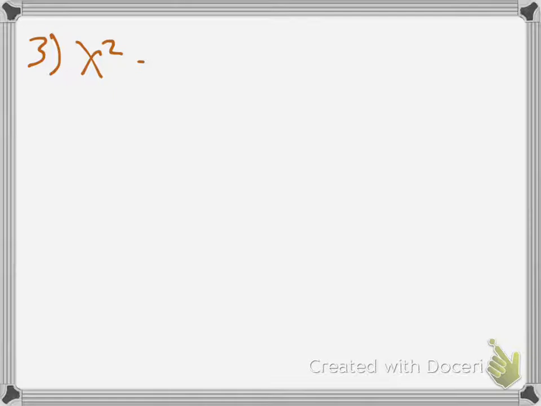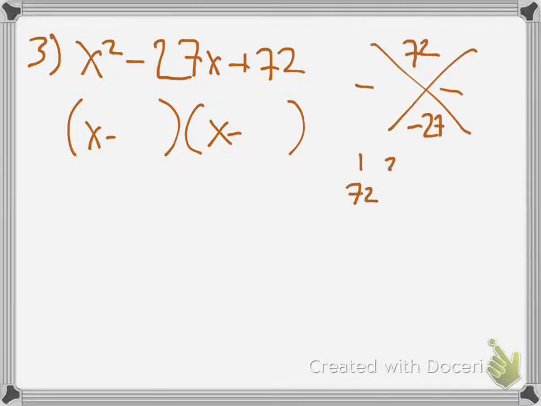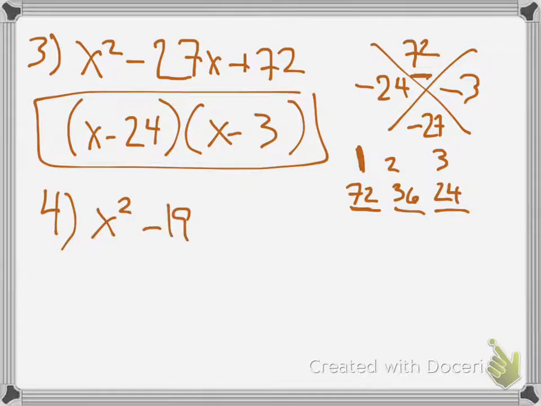Number 3 is x squared minus 27x plus 72. Minus plus is minus minus, which means I'm going to look for factors of 72 that add up to 27. As I go through, I'm taking that top number and dividing it into this number to get that answer. 72 divided by 2 is 36. 72 divided by 3 is 24. Then I'm looking to see which of those can add up to that 27. Obviously 3 and 24 is it, so I would put that there and go from there.